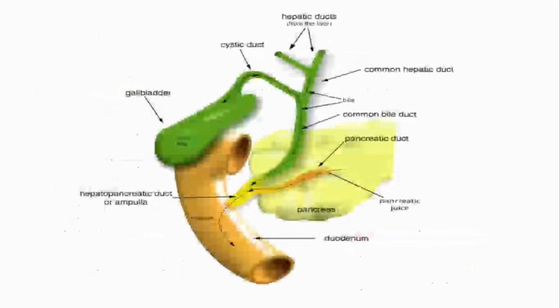You can see this diagram that shows the connection between the pancreas and the gallbladder with ducts, that is the pancreatic duct and hepatic duct, that secrete directly into the duodenum.